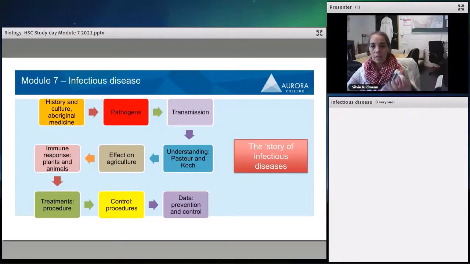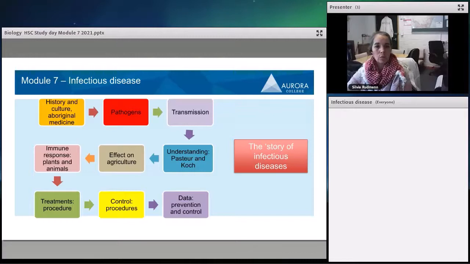Then come the ideas of Pasteur and Koch to actually learn about the transmission, learn about those pathogens, right? What's happening with the first effects on agriculture, on society, right?